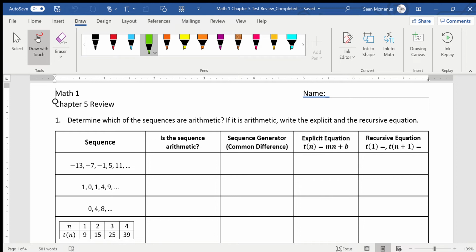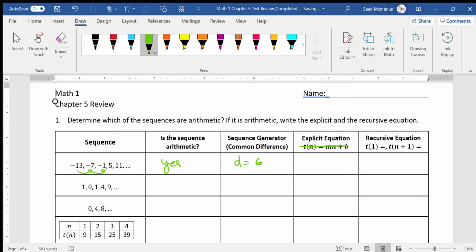So is the sequence arithmetic? That means is it changing by addition or subtraction? So I'm going to look here and see. And I will see that it's actually adding 6 every time. So yes, that's arithmetic. Common difference is 6. That's what it's adding every time.